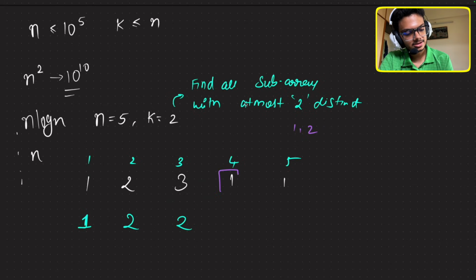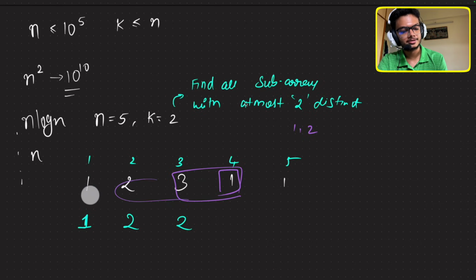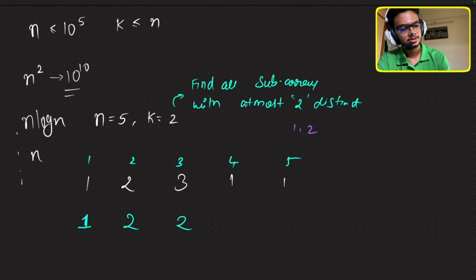Now one subarray is this, another subarray is this. Right. So again there is only 2 contribution, right? Because these 2 subarrays cannot be included. So all in all, the maximum subarrays ending at this index 4 were 4, but only 2 of them have at most 2 distinct values. So again, the contribution here is 2.